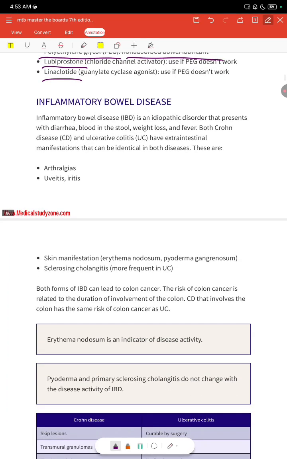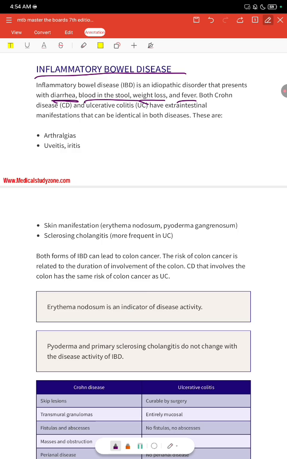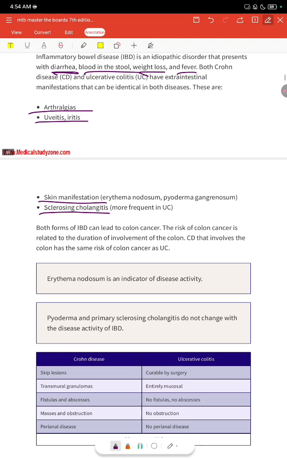Inflammatory bowel disease. Inflammatory bowel disease is an idiopathic disorder that presents with diarrhea, blood in stool, weight loss, and fever. Both Crohn's disease and ulcerative colitis have extra-intestinal manifestations that can be identical in both diseases. These are arthralgias, uveitis, iritis, skin manifestations, sclerosing cholangitis.